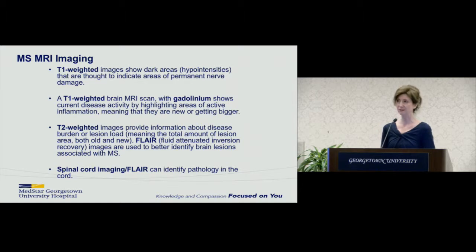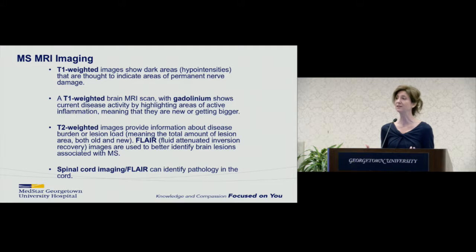And we can see this on MRI. When we send you for an MRI, we're getting a lot of images. It gives us a lot of information. One of the images is called a T1 weighted image, and they show these dark, hypointense areas. They're thought to indicate areas of permanent damage. Sometimes you've heard black holes.